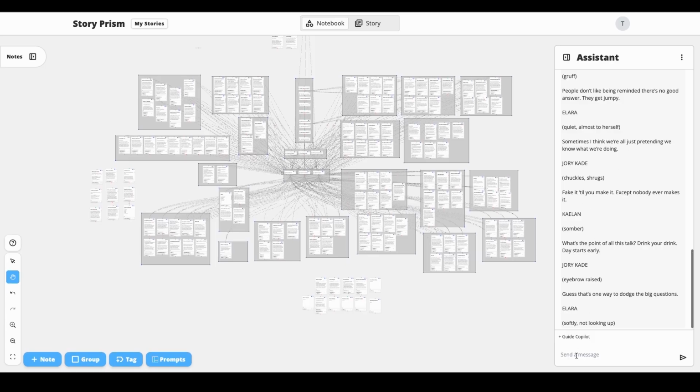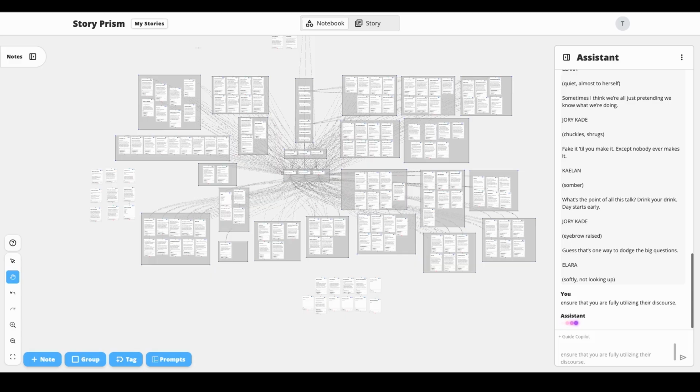Okay. Let's see here. Oh, yes, I totally forgot. Ensure that you are fully utilizing their discourse. See, so I added a tag called discourse to all of the characters' notes that describe their discourse. And so that should allow it to know that, oh yeah, I need to factor in these notes to make this better. So let's see what it does. Maybe it'll work. I don't know.